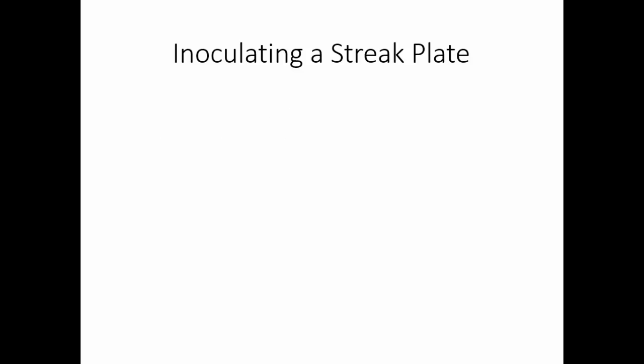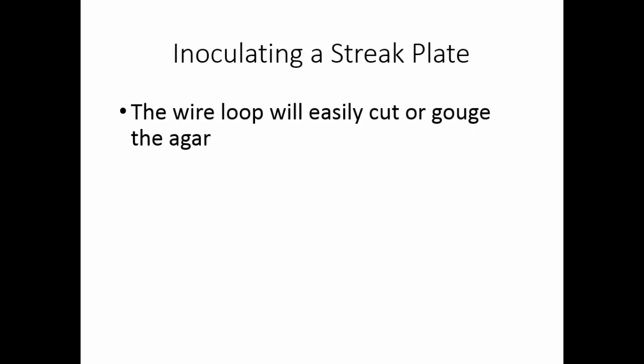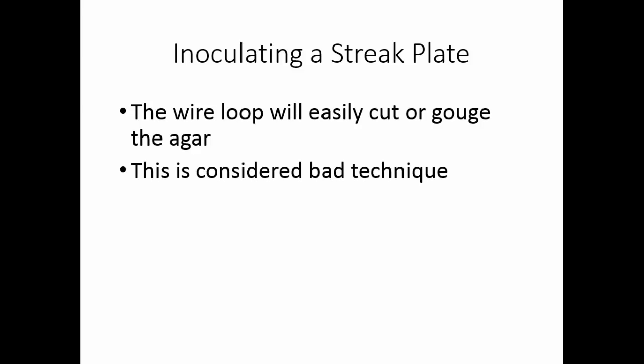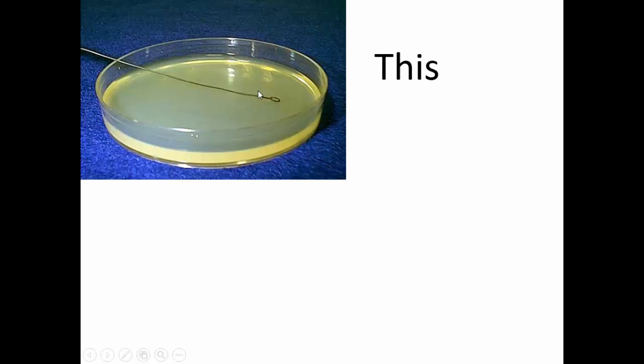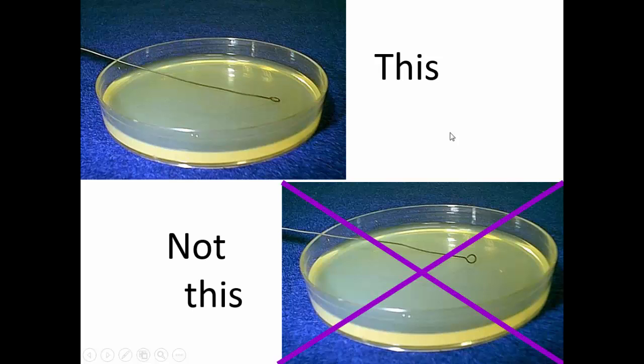When you're inoculating a streak plate, it is very easy for the wire loop to cut or gouge the agar. This is considered bad technique, so to prevent doing that, you want to hold the loop parallel to the agar. That is, the loop should be parallel to the agar going back and forth and not up on its side. If you use this, it's like using a cheese slicer on the agar. The loop will sink into the agar and you will cut divots and digs out of it.